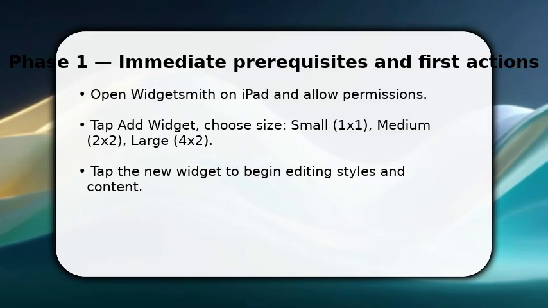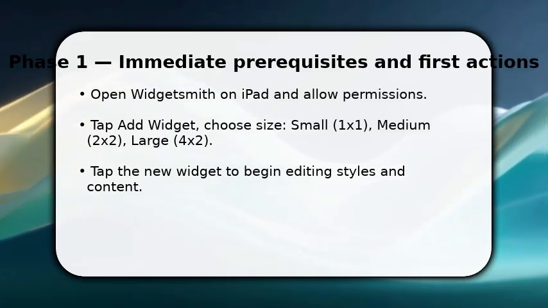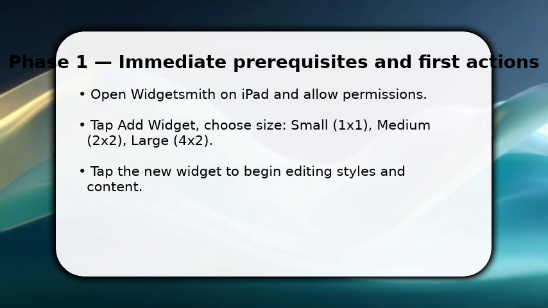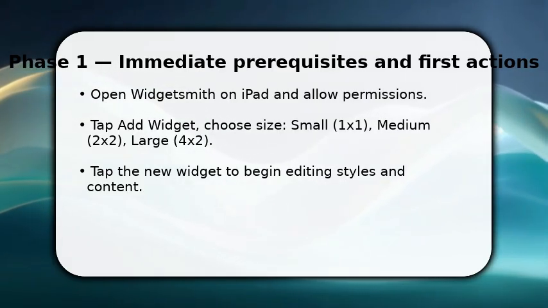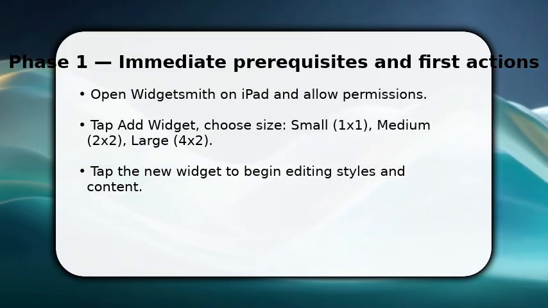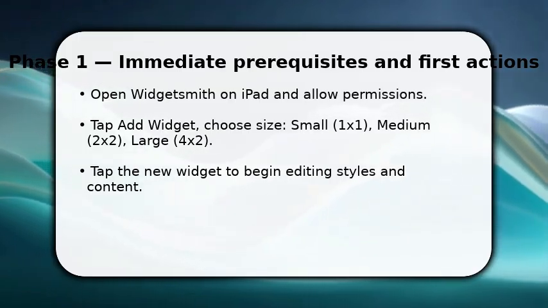You start by opening Widgetsmith and creating a widget immediately. This gets you into the editing flow fast. Tap Add Widget, then pick the size you want, small, medium, or large, because size dictates which home screen space it will occupy and what data it can show.